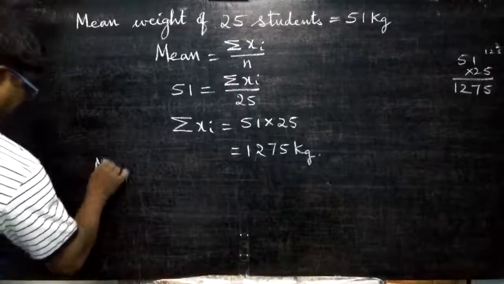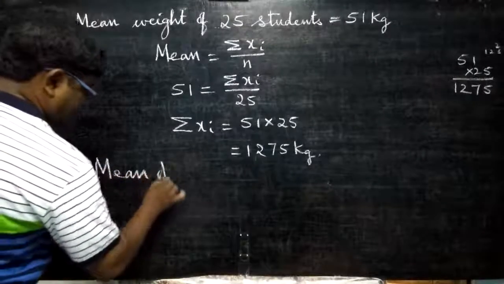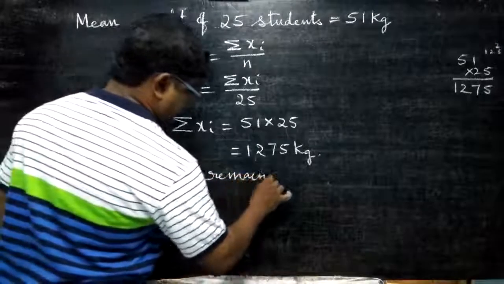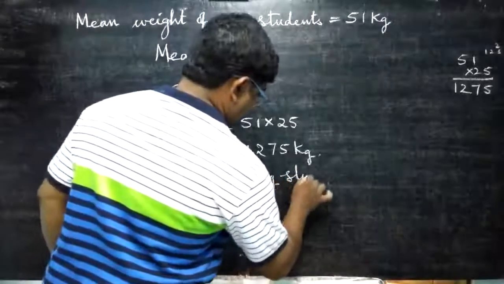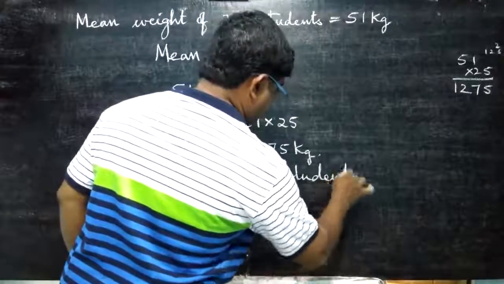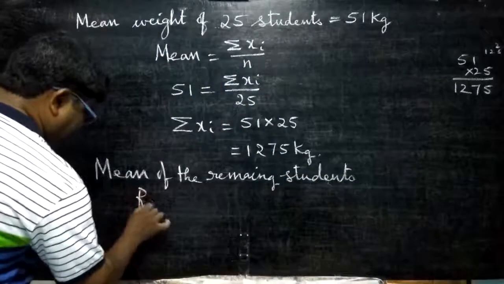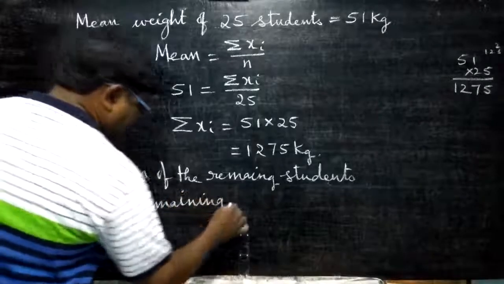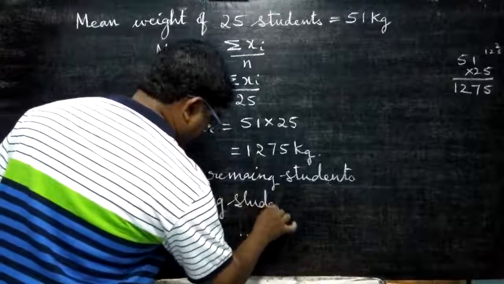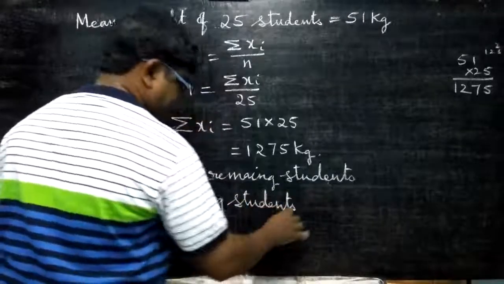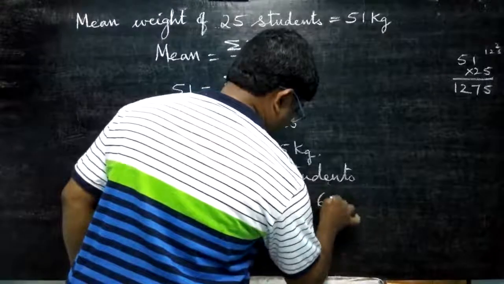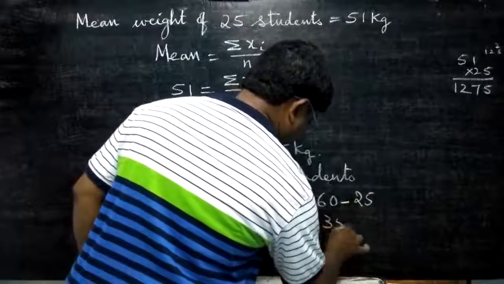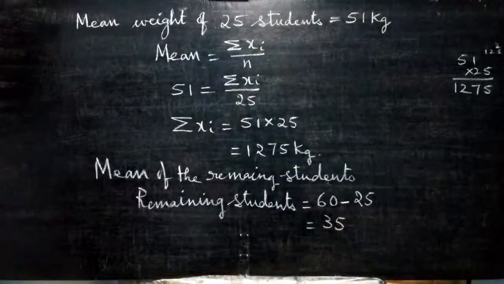Mean of the remaining students. How many students are remaining? First we will find the remaining students. Remaining students is equal to 60 minus 25. 60 students minus 25 students. Remaining students are 35 students. Are you able to follow?